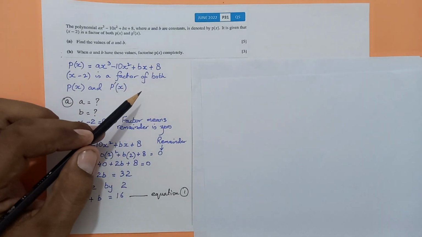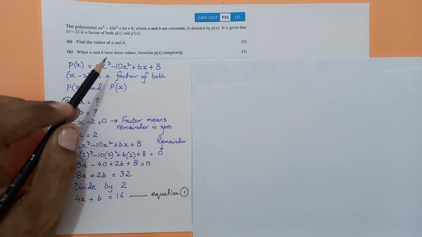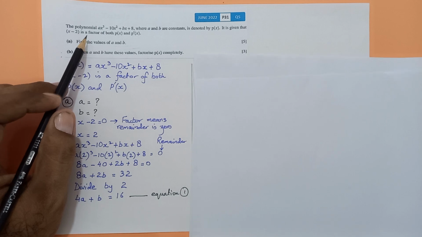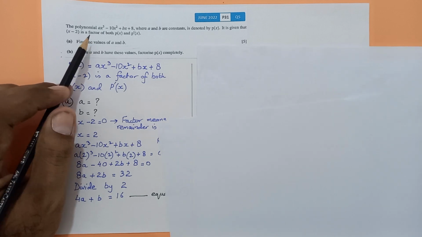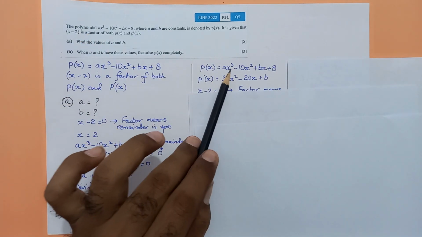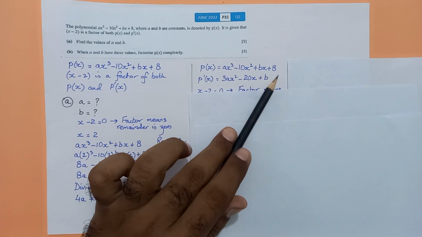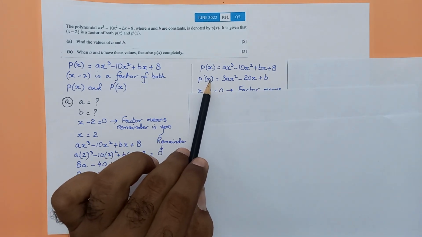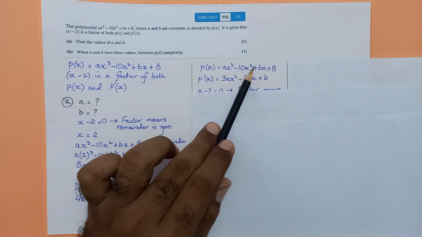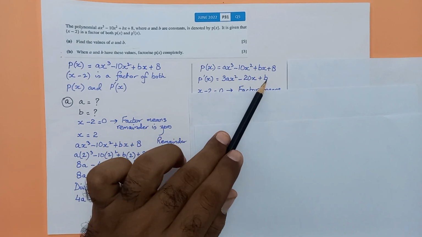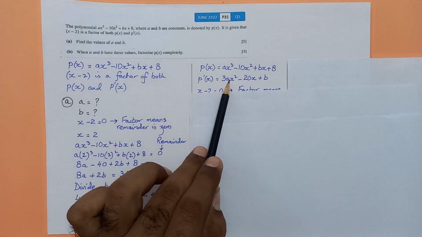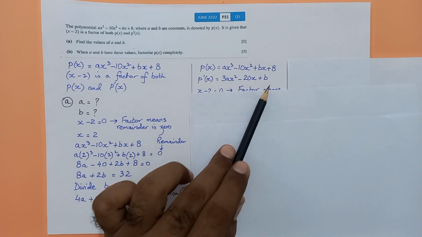Now according to the question, x minus 2 is also a factor of the derivative of p(x). So first of all, let's find the derivative of p(x). p(x) is equal to ax cube minus 10x square plus bx plus 8, and by writing the derivative of it, this 3a with x square and then minus 10 times 2 is 20x, and for bx it would be b, and definitely when we get the derivative of 8 it is 0. So definitely this is the derivative: 3ax square minus 20x plus b.